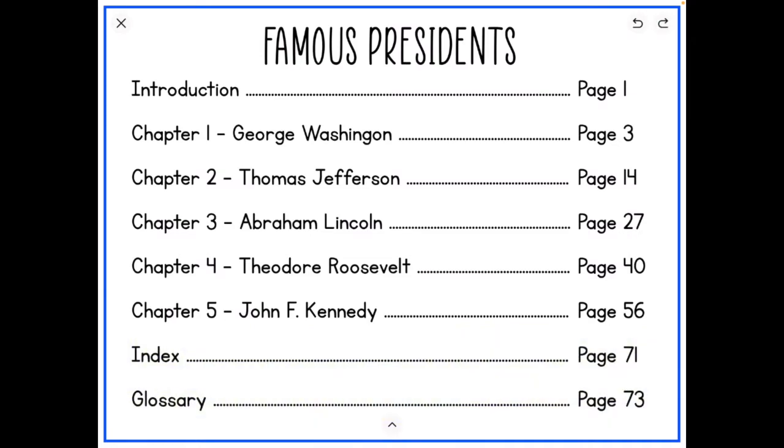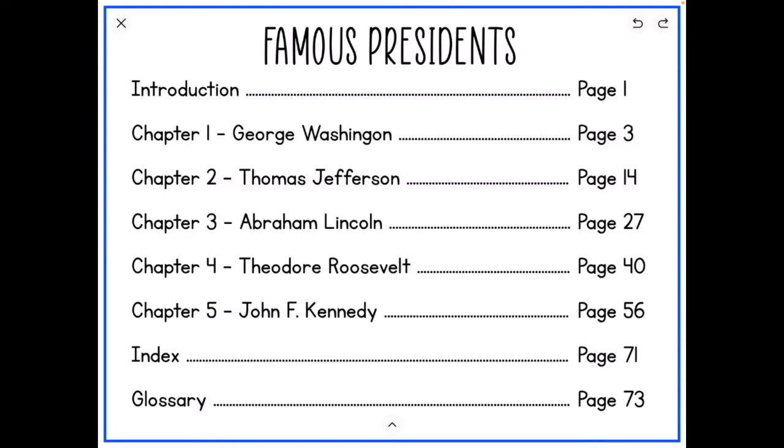Now, let's answer some questions about this page. Question number 1. Which president can you learn about in Chapter 3? So the first thing that we can do to find this answer is to just look for Chapter 3. Here's Chapter 3 right here. What does this say? The president that we can read about in Chapter 3 is Abraham Lincoln.